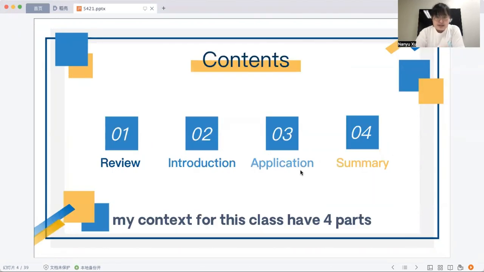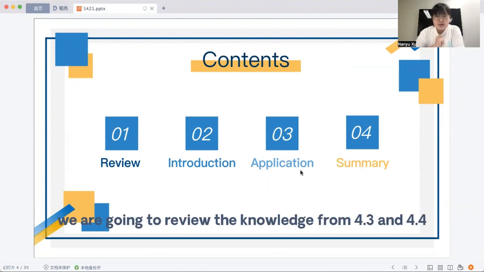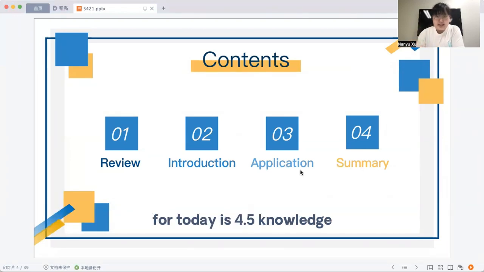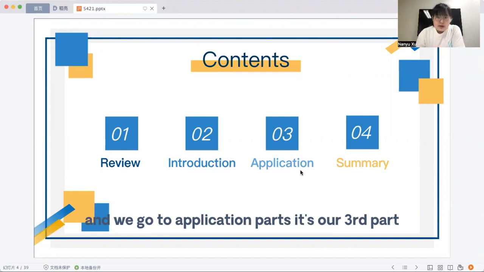My content for this class has 4 parts. The first part is review. We are going to review the knowledge from 4.3 and 4.4, since today is 4.5. The second part is introduction. We are going to introduce what conditional probability is, how we illustrate it, how we understand it and apply it.